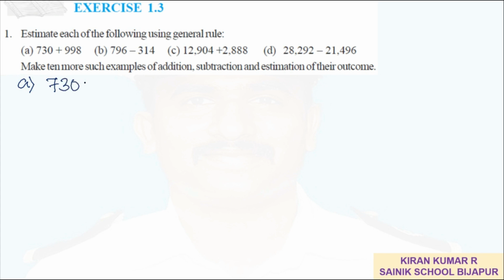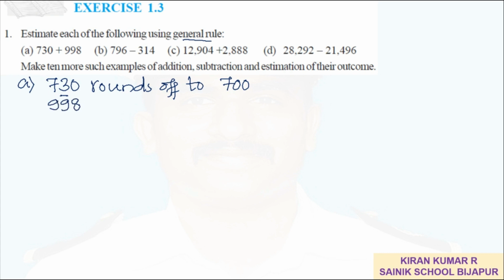$730, we have to round off to, it rounds off to 700 because they have given, we have to use a general rule. Both these numbers given, they are 3-digit numbers, therefore as per the general rule we have to round it off to the nearest 100. So I have to look at the tens place. In the tens place we have got a number 3 which is less than 5. Therefore 730 rounds off to 700.